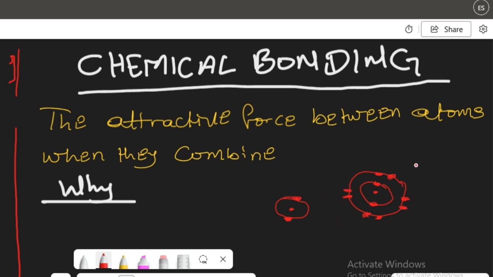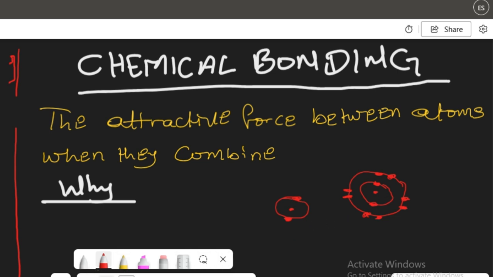So everything is complete. This neon doesn't necessarily need to go into reaction because it's completely filled. It doesn't want to go into reaction. Although in some extreme conditions in the laboratory neon can go into chemical reaction, naturally and normally neon doesn't react. Why? Because it's complete, it's stable. But other atoms are not like that. They want to be like these guys, and that's why they go into chemical bonding.